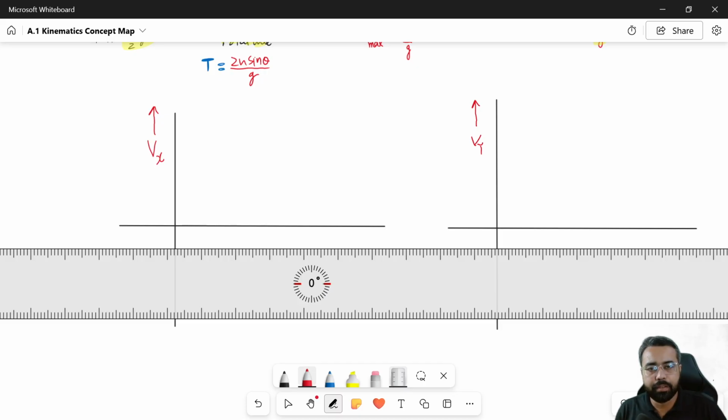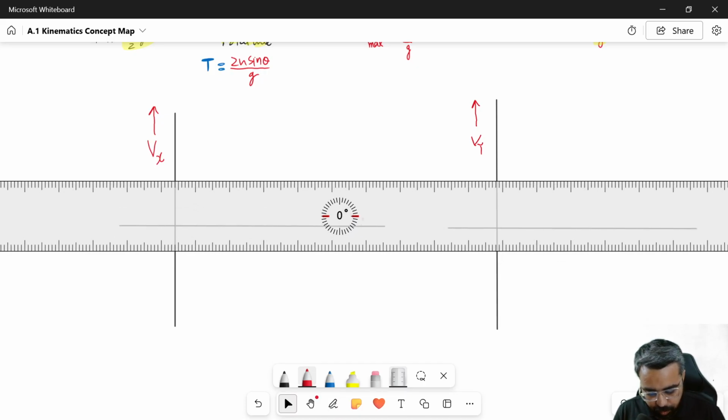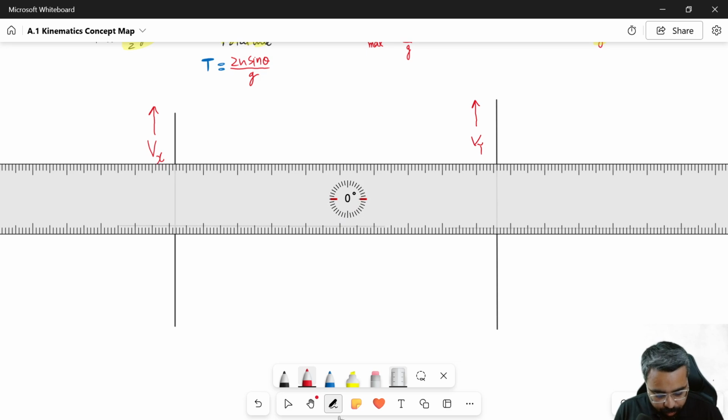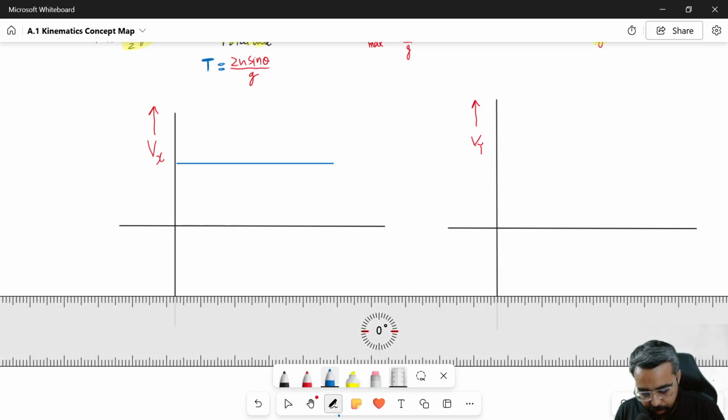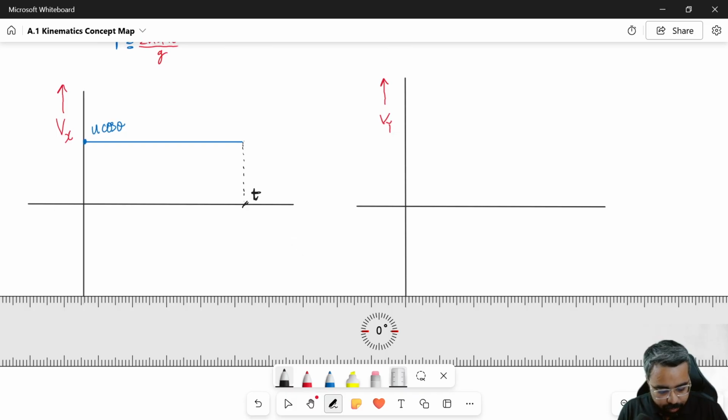So students, we have learned that the x component of velocity will remain the same. That's why throughout the motion, throughout the time, it will be a horizontal line, and this point is of course U cos theta. This is the time when it returns and hits the ground. Now, during the same time, what about the vertical component of velocity?